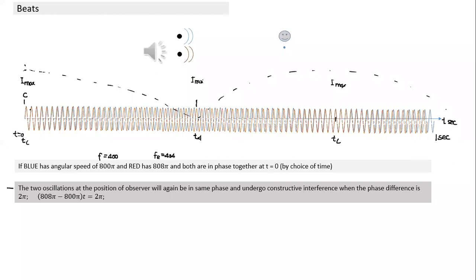What will happen? The phase difference, see, in this particular case, phase is changing faster. If t is equal to 0, what is the phase value equal to? Omega t. So at time t, the phase angle of this will be equal to 800 pi into t, and this will be equal to 808 pi into t. So this phase will always lead the phase of this. Phase angle will keep increasing. But when the phase difference becomes equal to 2 pi, it means they will again overlap. So when would oscillations at the position of the observer be again in the same phase, with constructive interference? When the phase difference is equal to 2 pi.